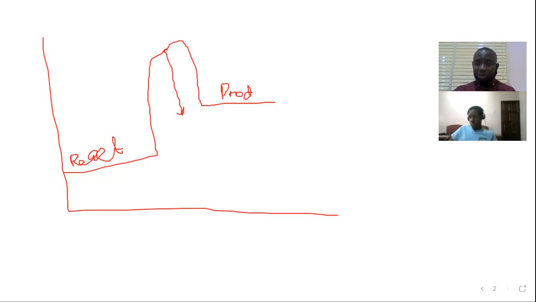So one of the things we know about an exothermic reaction is that the enthalpy of products is less than that of the reactants. Please write that down. The enthalpy of products is less than that of reactants.